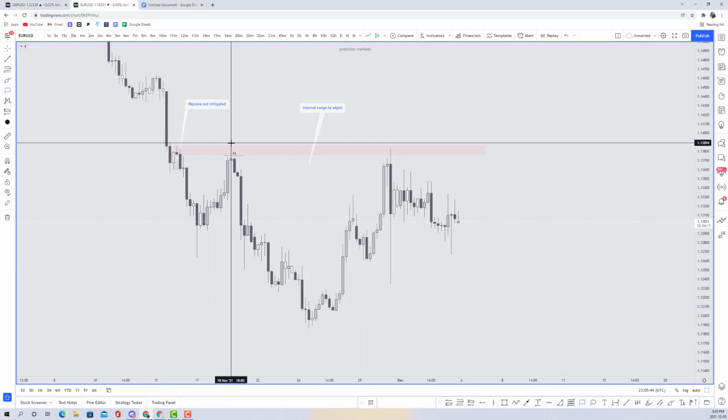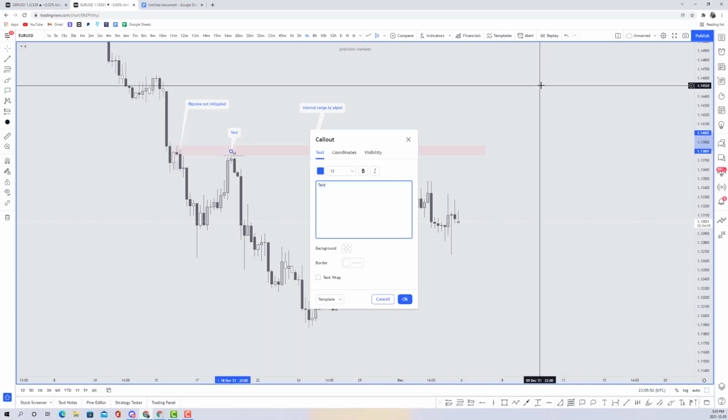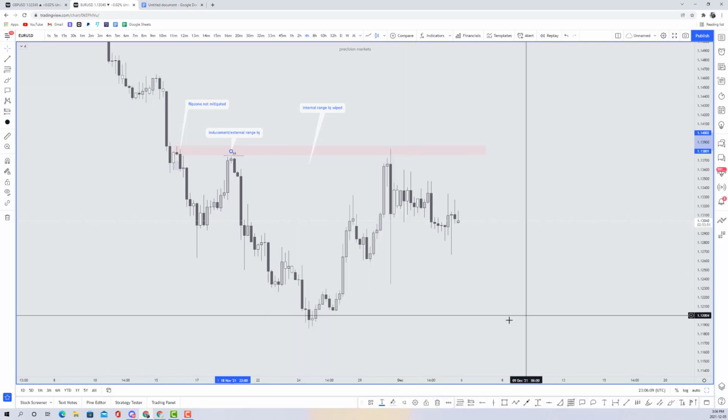Now what we can see here is inducement, but it's also something else too. It is external range liquidity. And anytime we run external range liquidity, there's usually quite a good pullback. So we're going to mark that.